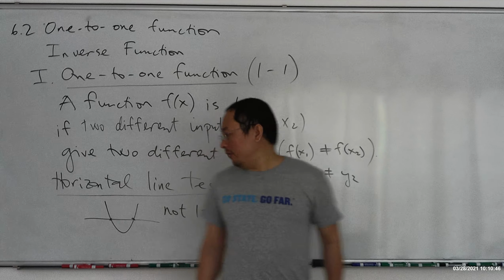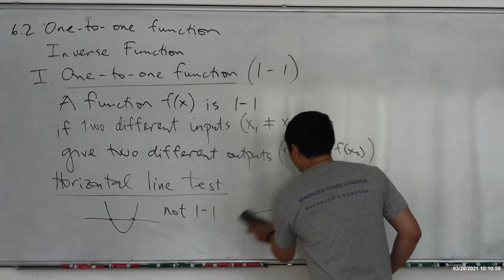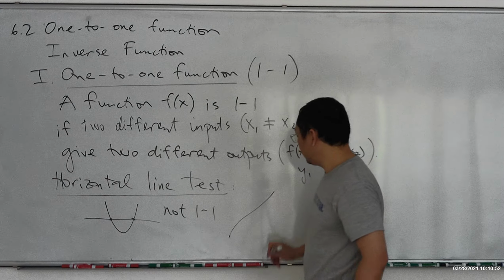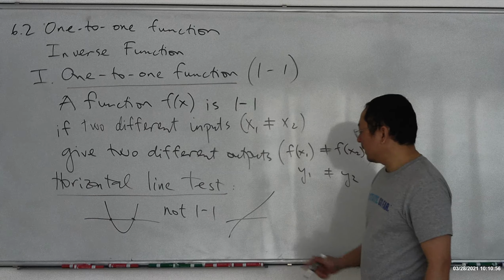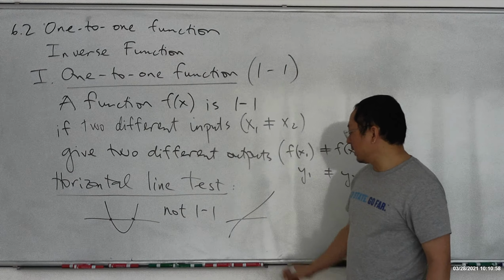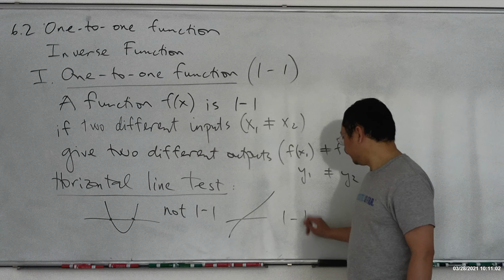If you have a graph like this, let me draw it better, like this. And you draw any horizontal line, it passes because it only intersects the graph at 1 point. And this is one-to-one.